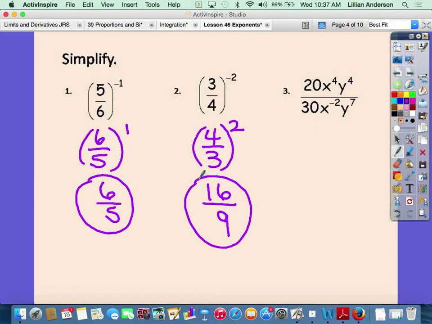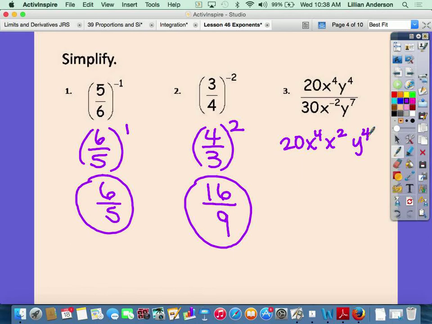Now this one here, you can actually tackle a couple of different ways. One way that you could do it is you could make your exponent positive first. How can I make this positive? Well, this is in the denominator, isn't it? So if it's in the denominator, it's negative. To make it positive, that means I have to move my x to the what? To the top. So this will become x to the positive 2, along with everything else that's up there.